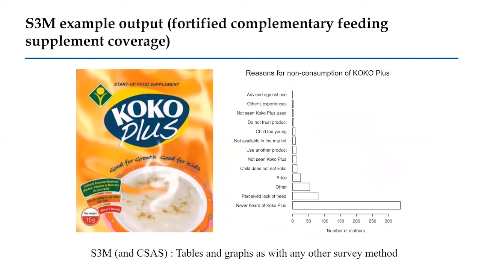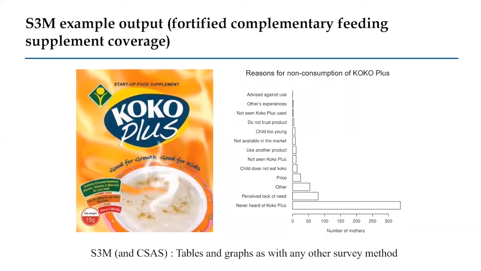This is the product we're using, Cocoa Plus. I think it was produced for GAIN by a Japanese nutraceutical company. The point here is that we can produce tables and graphs as we can with any other survey method. And here we can see a Pareto plot of the reasons for non-consumption of Cocoa Plus. This is a typical thing we do in a coverage survey.